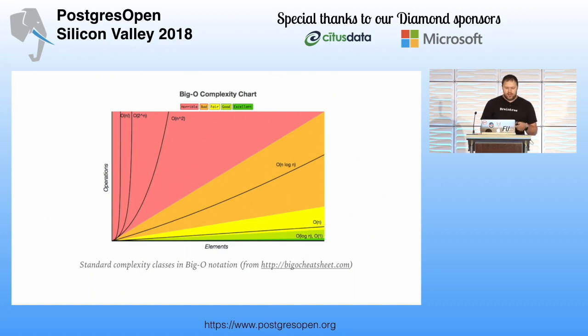I have taken this same color coding and used it in the rest of the presentation as we talk about the different complexities of the operations that we're talking about. And it basically goes from green is the best to red is the worst.